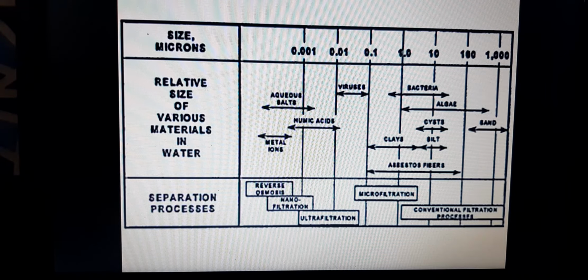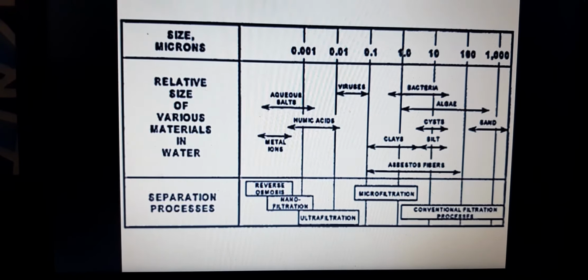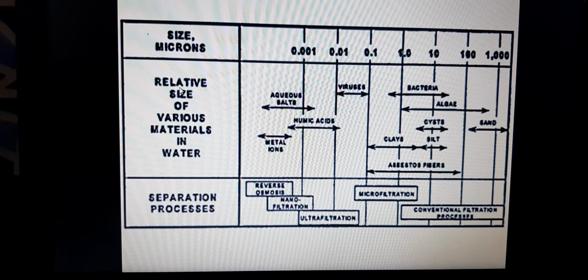So which types of particles pass through these membranes? Here is the size in microns, then the relative size of various materials in water, and the separation process. Reverse osmosis, as I said, is 0.001 micron, so it can be covered under this. Then nanofiltration, ultrafiltration, microfiltration, and the conventional filtration process, that is sand filtration likewise. Okay, so these are the methods, and the separation and sizes of the particles through various filters.